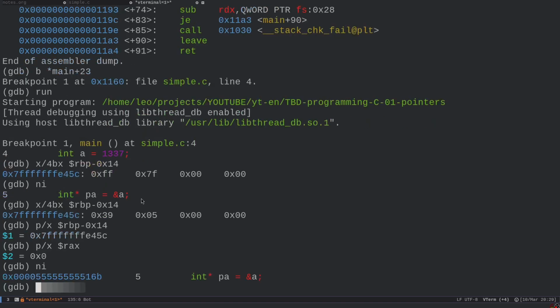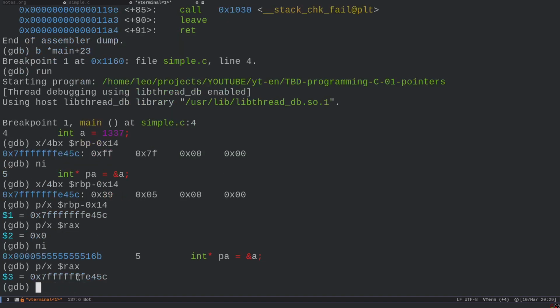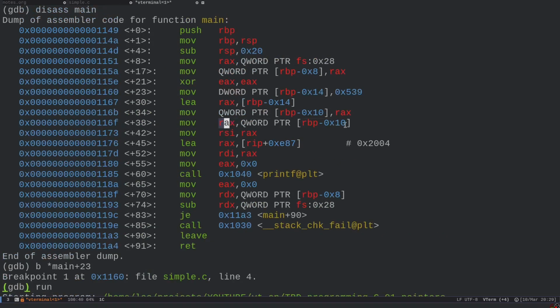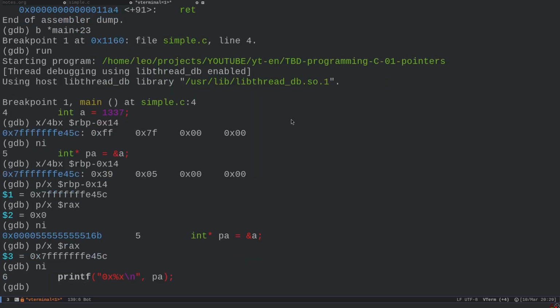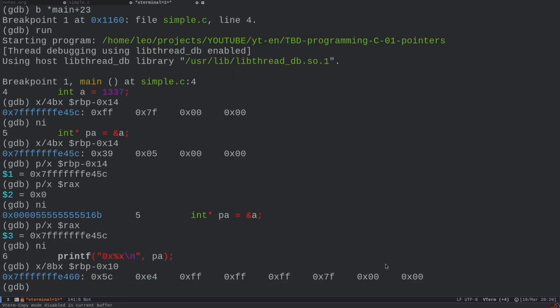We do the next instruction. We print once again the value of RAX. And now look, the value of RAX contains that particular address. So now the address is in the RAX register. The last instruction is this one, this plus 34. We're going to take the value of RAX and write it into memory at this particular area, RBP minus 0x10. So let's do this. Next instruction. At this point, if we check the memory, let's do 8 bytes in hexadecimal at RBP minus 0x10, look at what we have here.